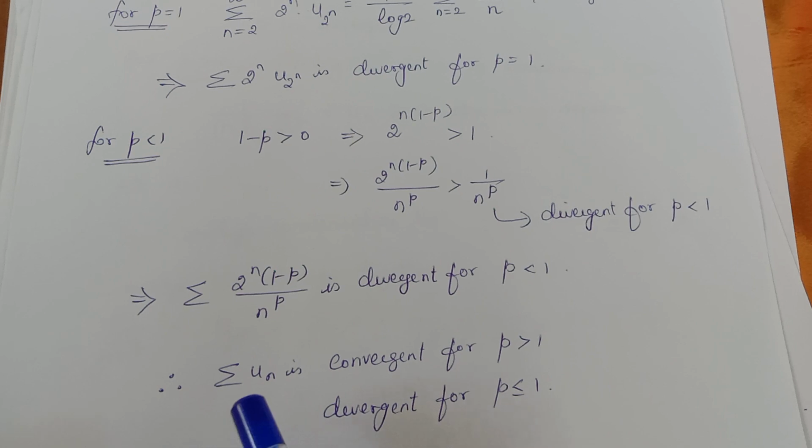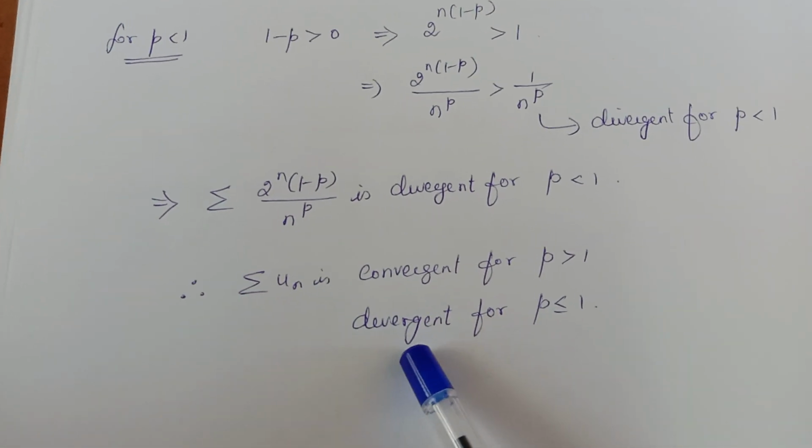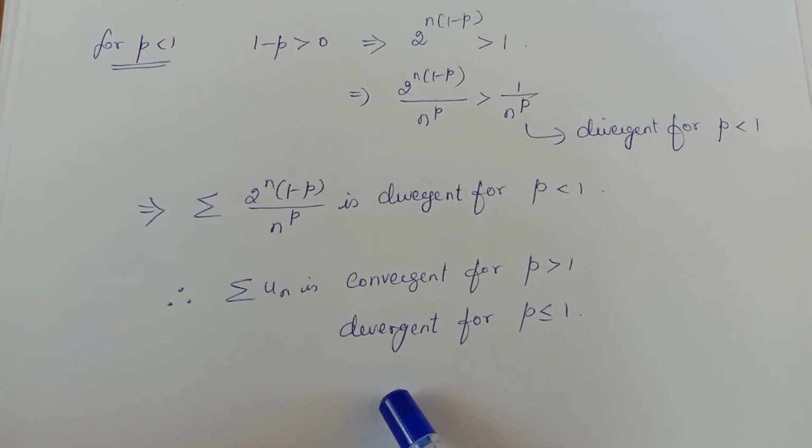So finally, what do we conclude? For p greater than 1 only, the series is convergent. For p less than or equal to 1, the series is a divergent series.